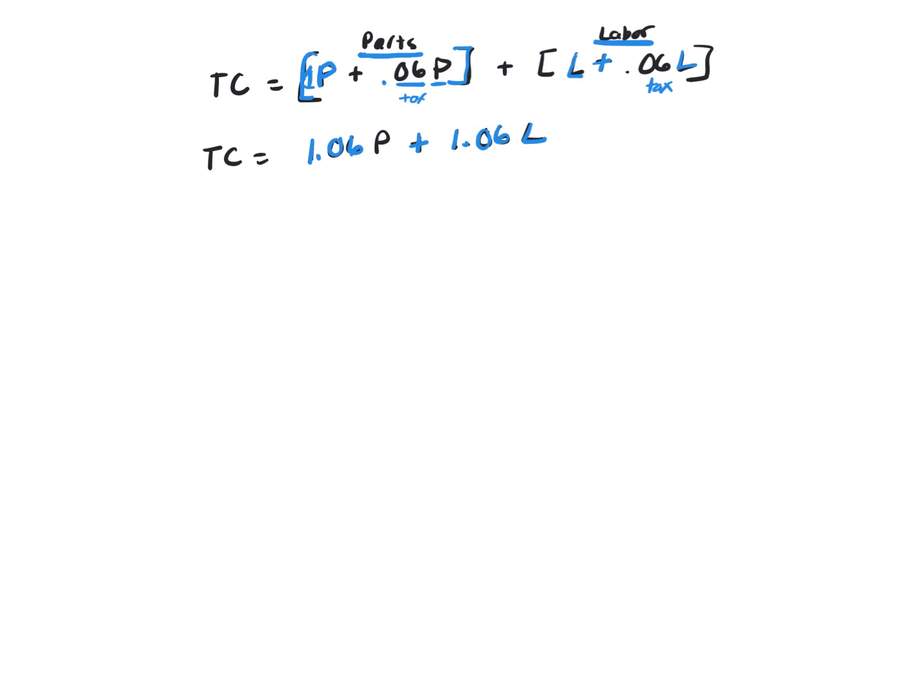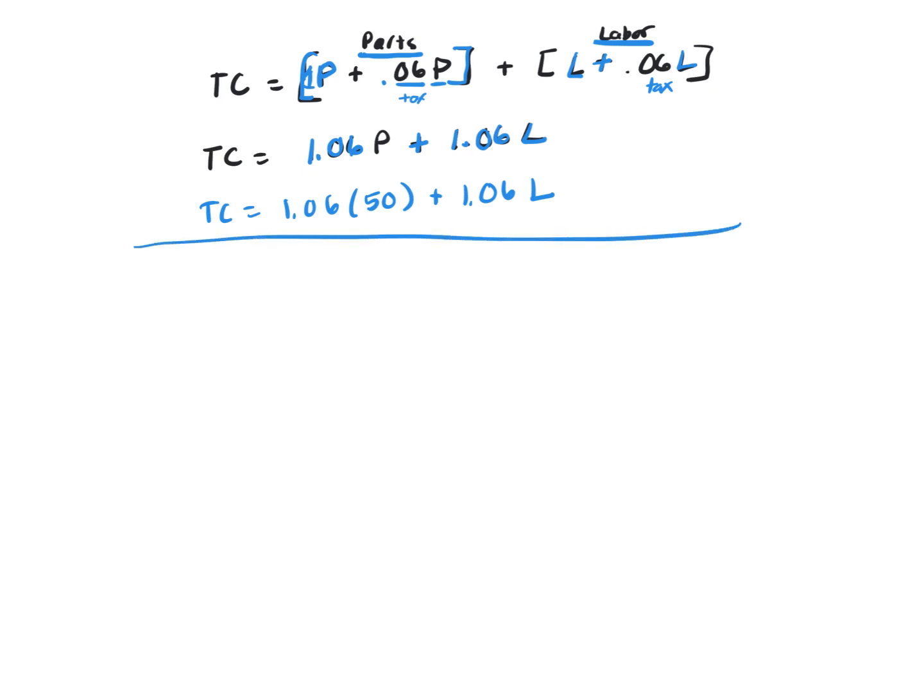But the problem goes on to tell me that the charge for parts, just parts alone, excluding tax, was $50. So the total charge is 1.06 times 50 plus 1.06 times L. So if I can figure out what L is, I know the total charge.